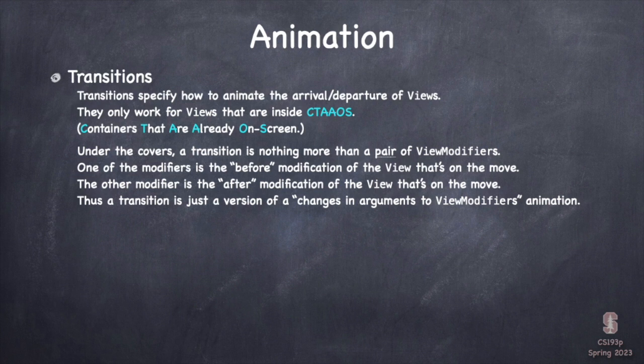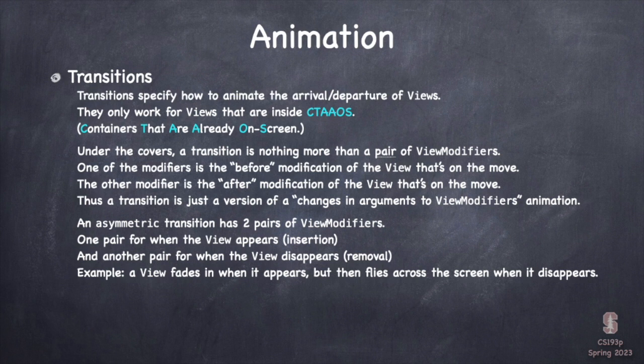Above the covers, it looks like a transition is a thing, like opacity transition. Now, an opacity transition is just a view modifier with opacity 1 and another view modifier with opacity 0, but that's all under the covers. You don't care about any of that. You're just going to say transition.opacity, and you're going to get that transition.